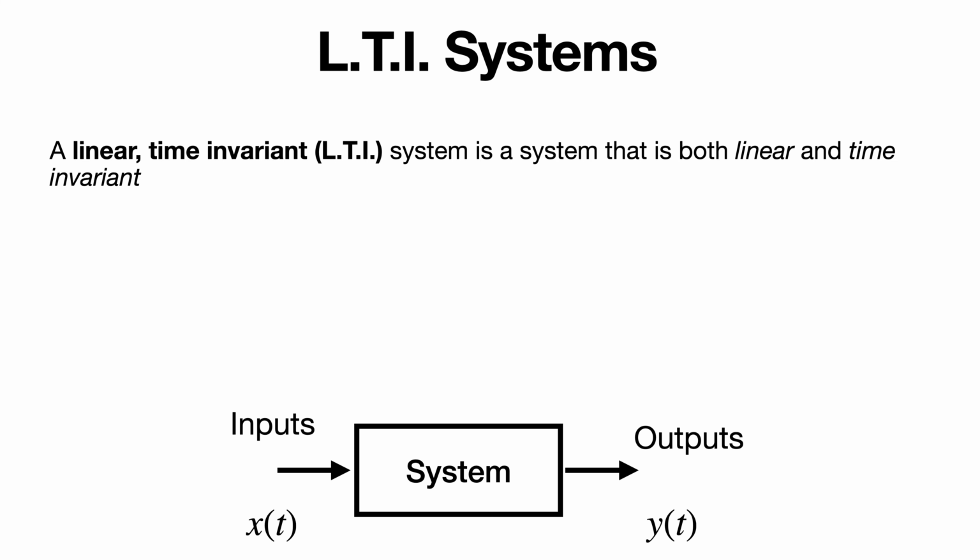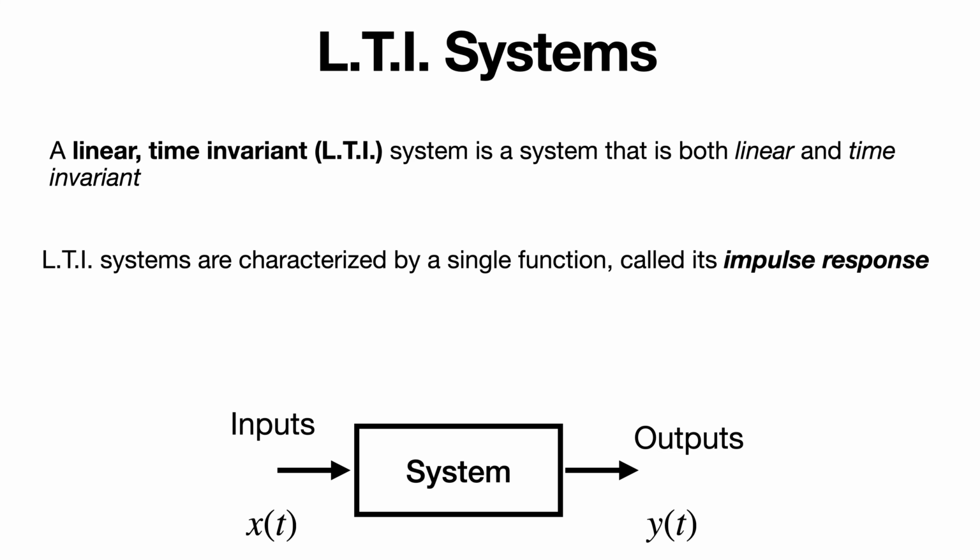Now, recall that linearity refers to a system that behaves the same whether you do addition before or after applying the system, and time invariant says the input-output behavior of this system does not change with time. These two notions allow LTI systems to be characterized by a single function, called its impulse response, which is the output of a system when a special function called an impulse is sent through it. How and why this works is the topic of this video.